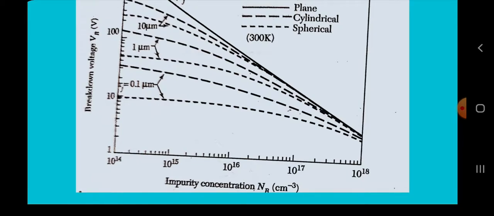The calculated results for a silicon one-sided abrupt junction are shown. The solid lines represent the plane junctions considered previously. So we note that as the junction radius Rj becomes smaller, the breakdown voltage decreases dramatically, especially for spherical junctions at low impurity concentrations. Thank you.